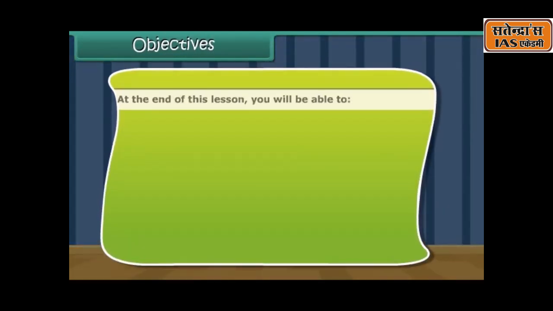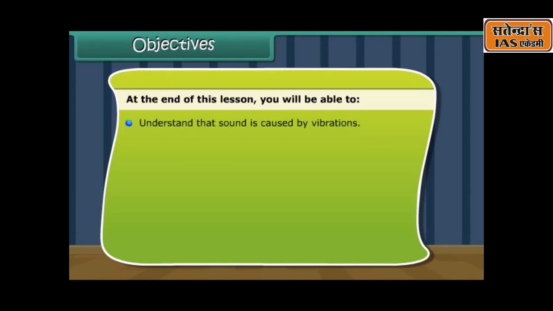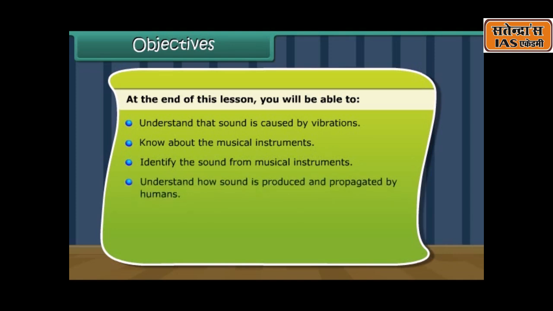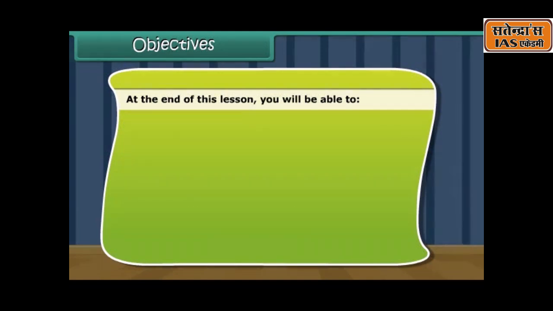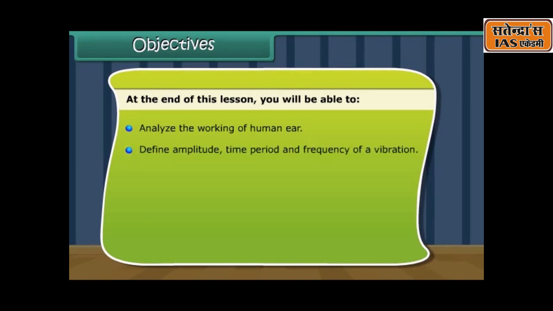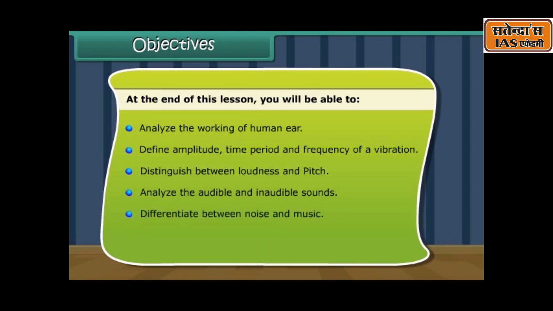Objectives. At the end of this lesson, you'll be able to understand that sound is caused by vibrations, know about the musical instruments, identify the sound from musical instruments, understand how sound is produced and propagated by humans, acquire knowledge where the sound requires a medium for propagation, understand the propagation of sound in liquids and solids, analyze the working of the human ear, define amplitude, time period, and frequency of a vibration, distinguish between loudness and pitch, analyze the audible and inaudible sounds, differentiate between noise and music, understand about noise pollution and its control measures.